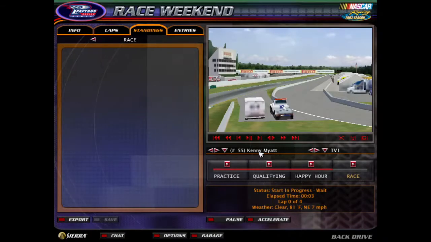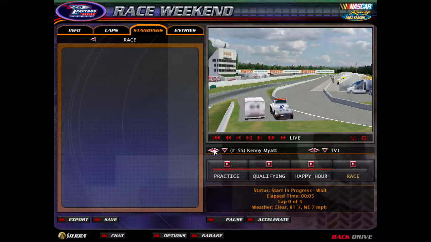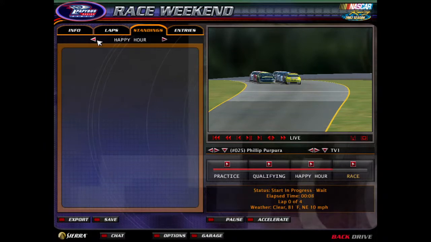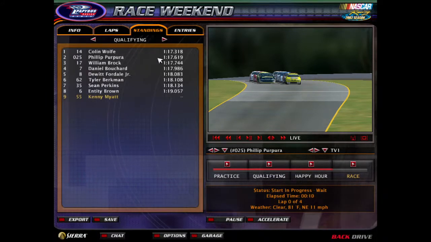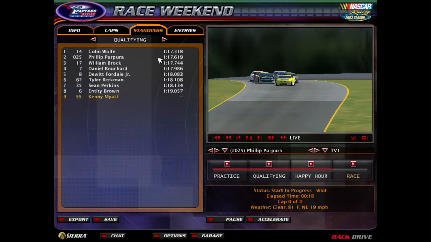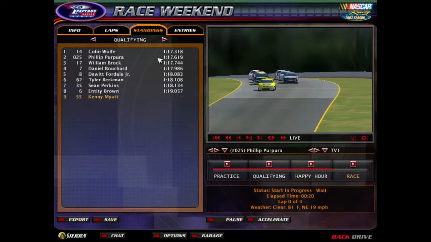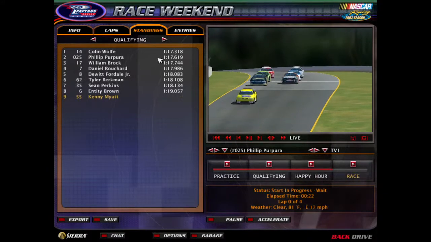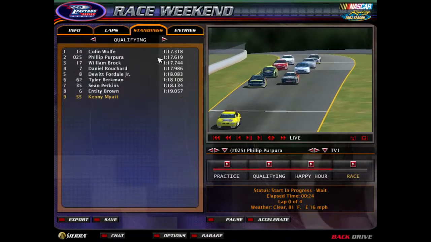All right. The last of the Mid-Atlantics are in this. They have 4 cars coming to this race. So we have Colin Wolfe in the 3rd Bradley Auto car. We have Philip Papura driving for the host team. William Brock driving for Ford. Daniel Bouchard driving for Ford. Aiden Shepard, their teammate, just got in.